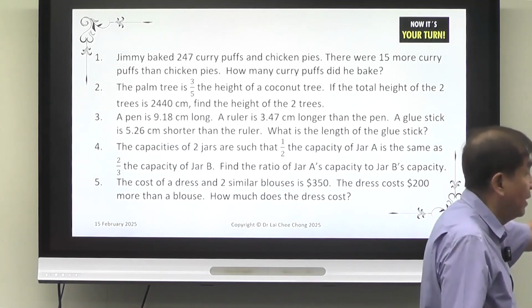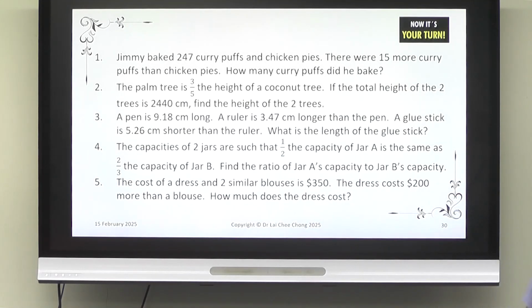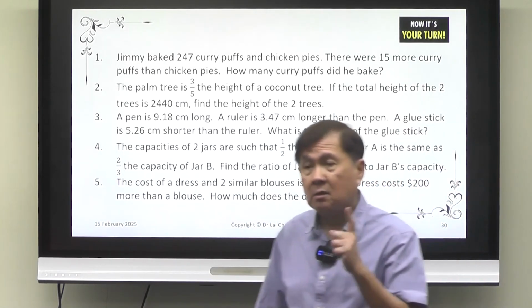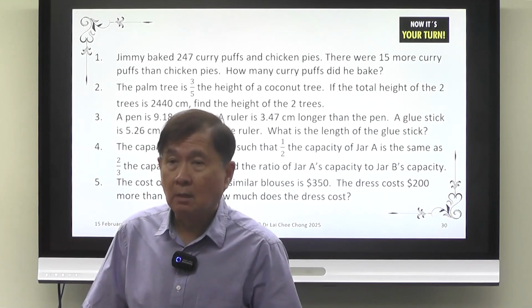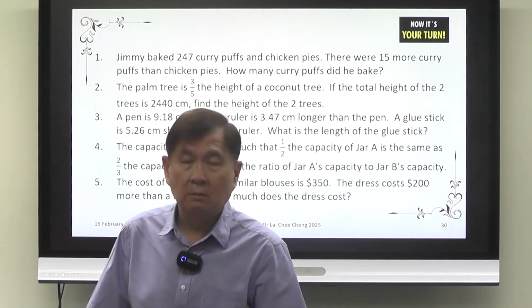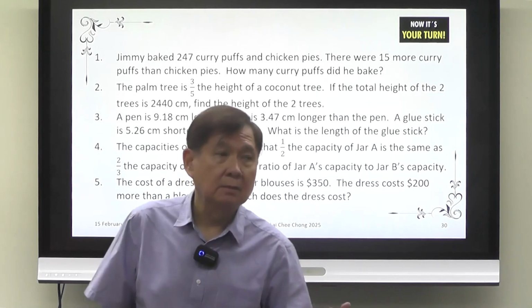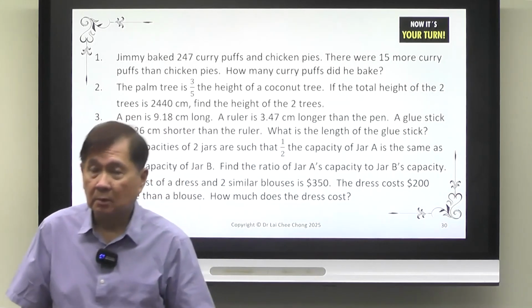I want to find curry puff, right? Yes. So curry puff must be what? 1 unit plus 15, am I right? Yes. And so here's my answer already. You see that? It's all about 1 unit. How do I want 1 unit? I take the smaller one to be 1 unit. That's it. So that's how you do it.